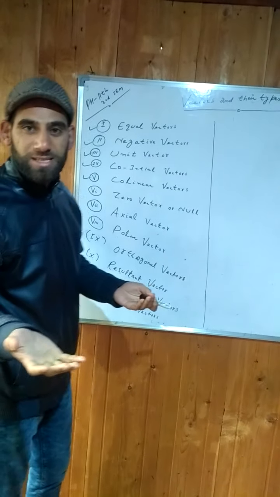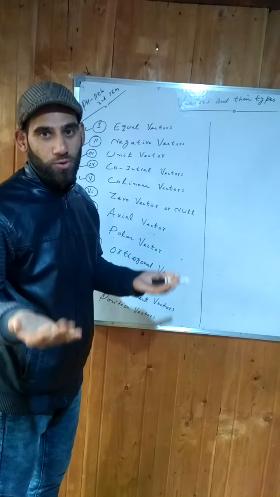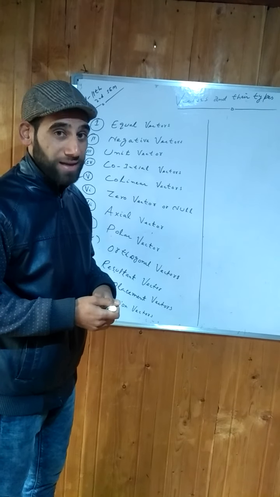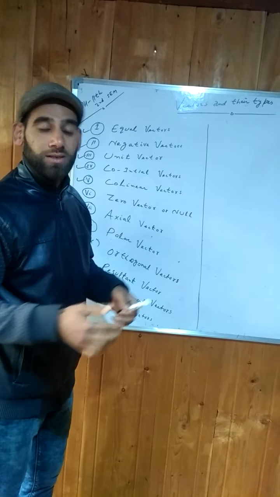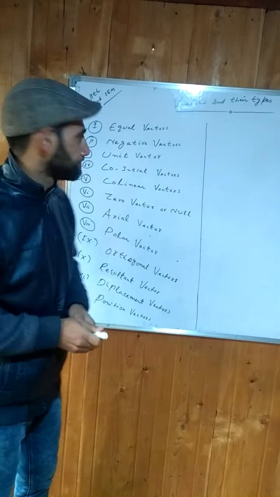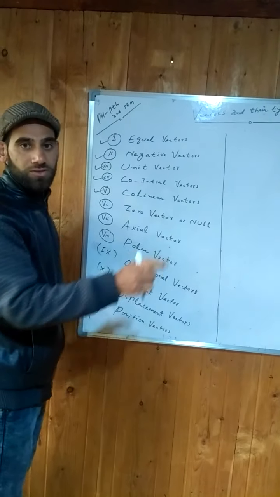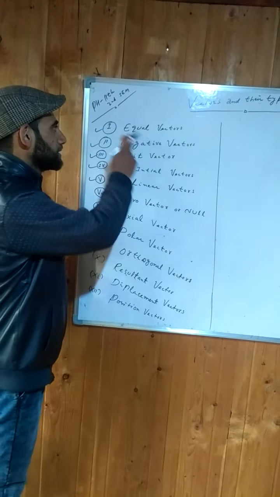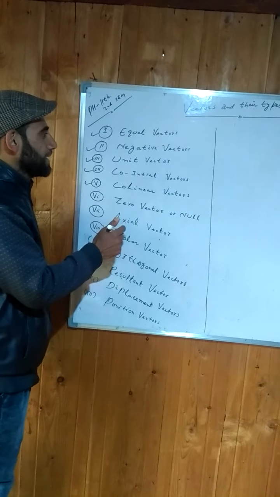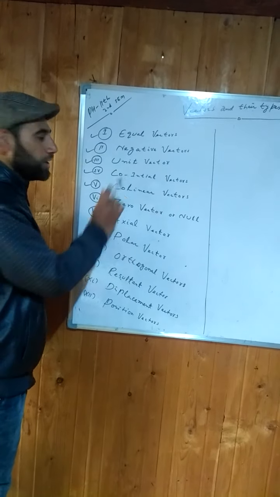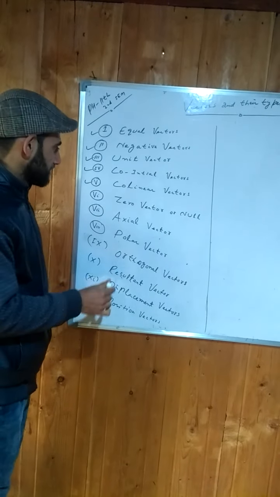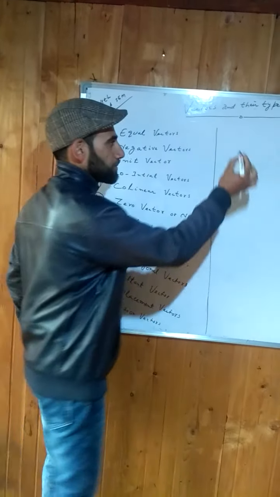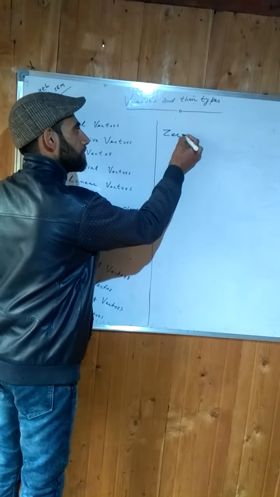A vector is represented by a line with an arrowhead. The line of the vector represents its magnitude, and the arrowhead represents its direction. There are various types of vectors. We have discussed equal vectors, negative vectors, unit vector, co-initial vector, collinear vector. Now today let's discuss the zero vector.